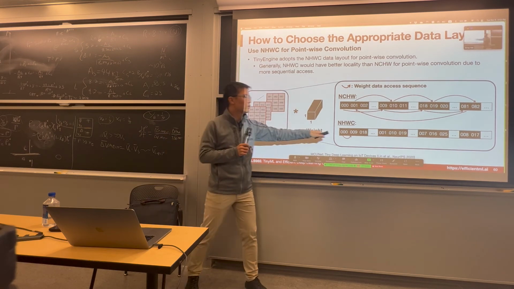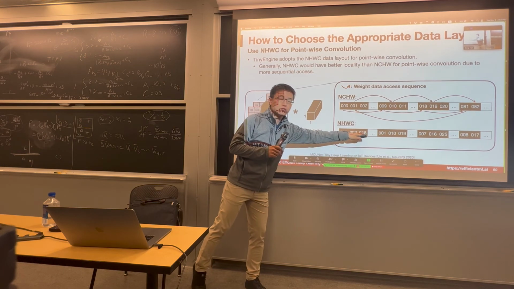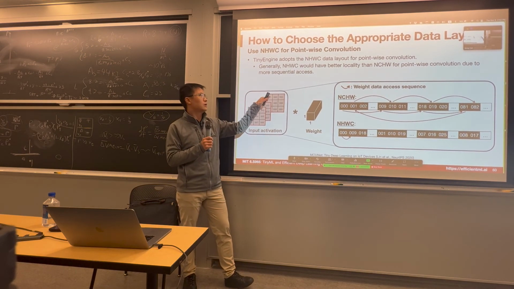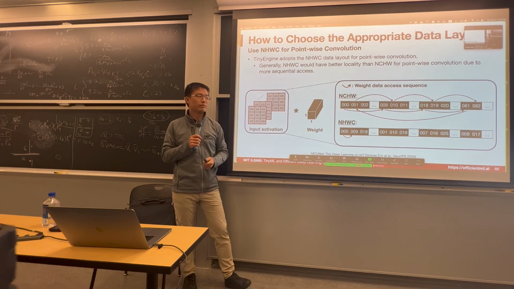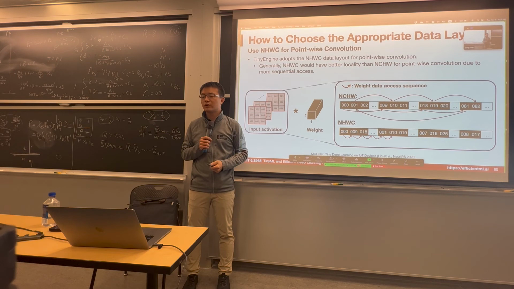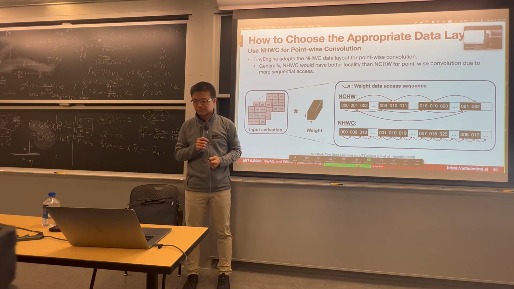But if you store them in the NHWC format, C is in the inner loop, and 0, 9 and 81 are actually consecutive in memory, so we can access different elements in a sequential manner rather than in a strided manner. So this becomes much more friendly using NHWC for 1-by-1 convolution.